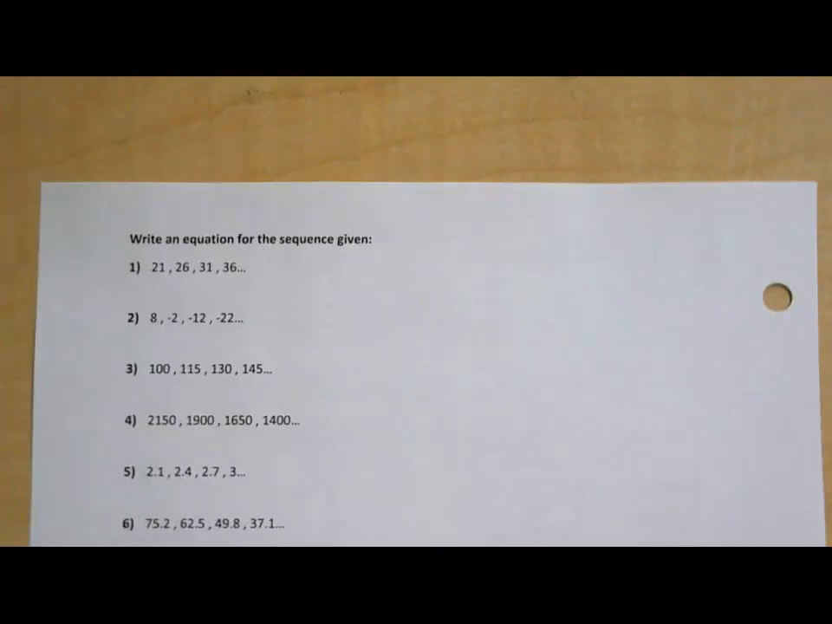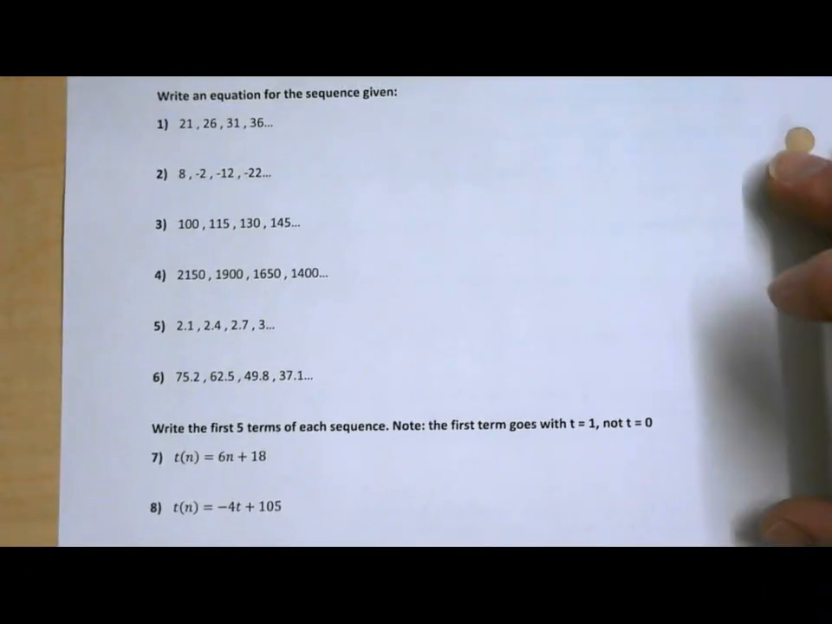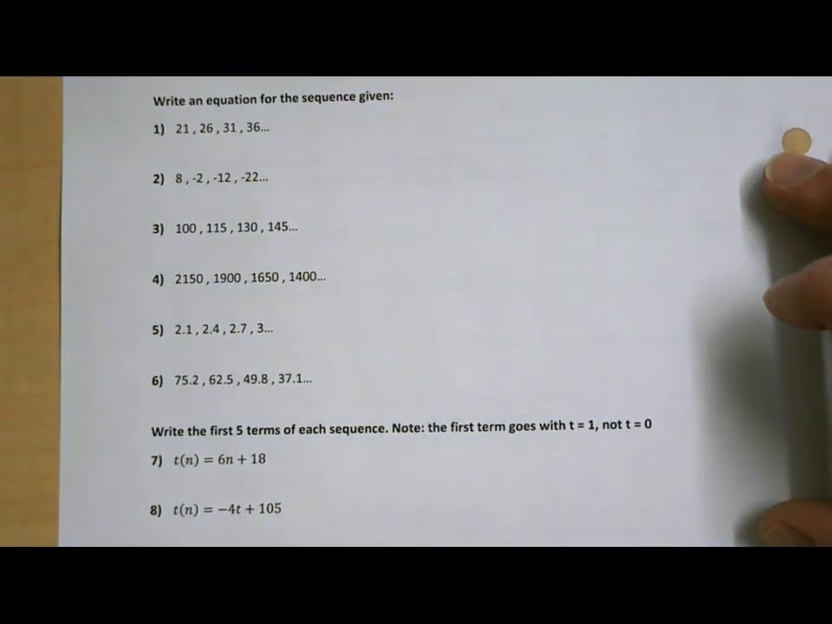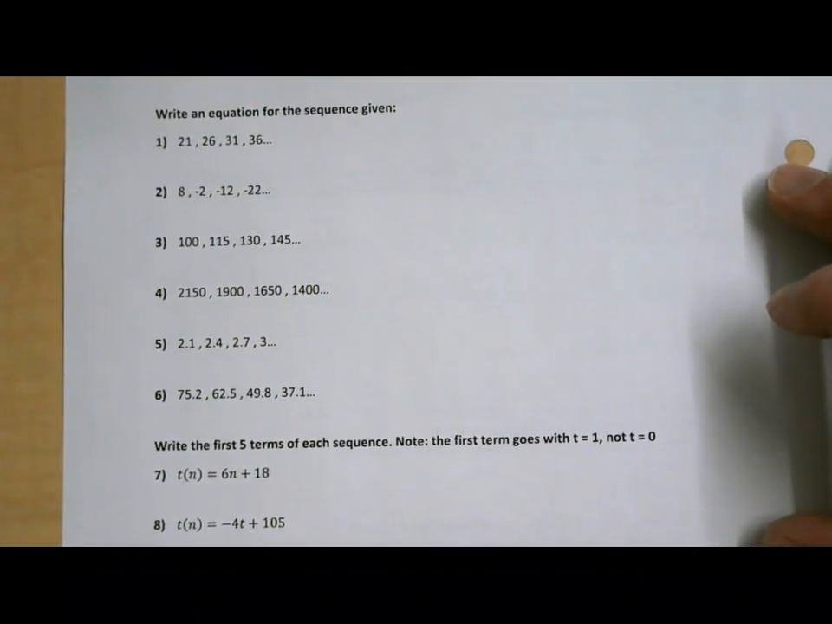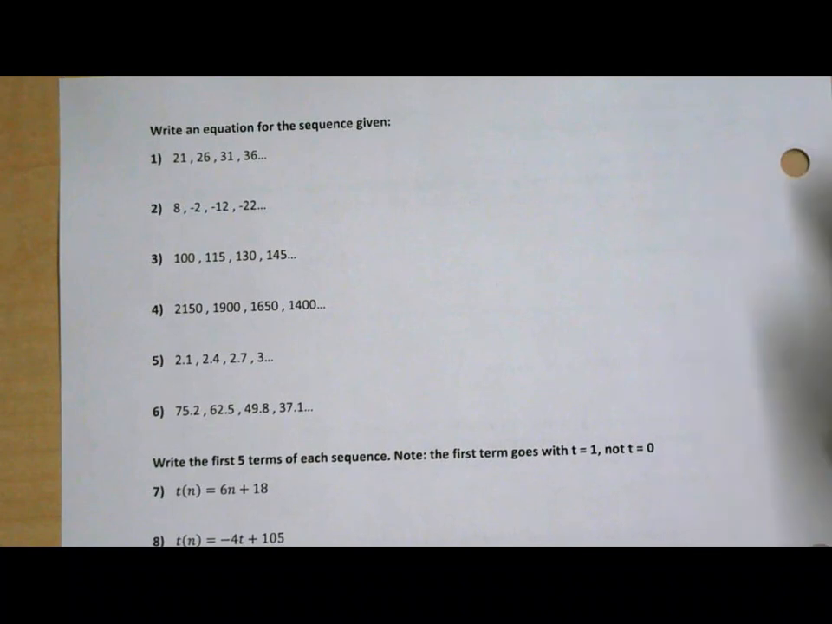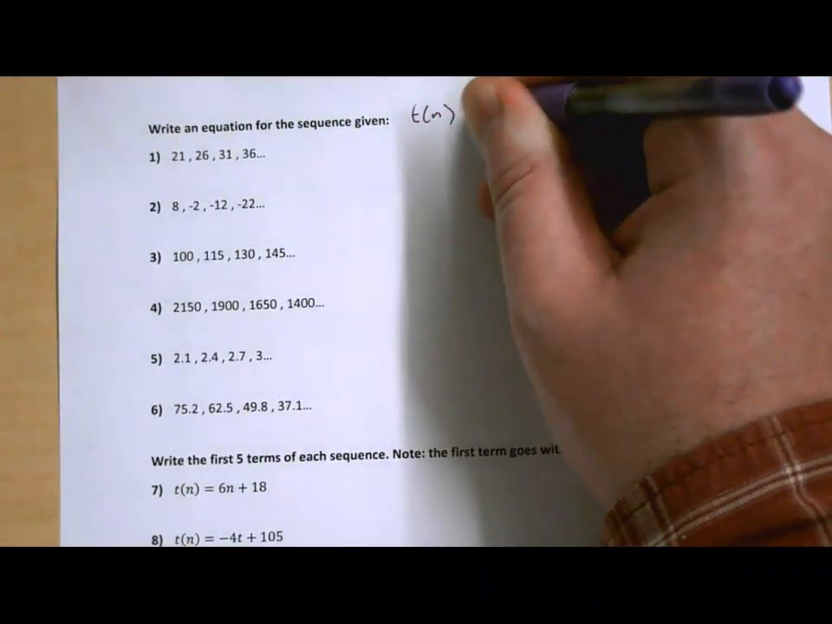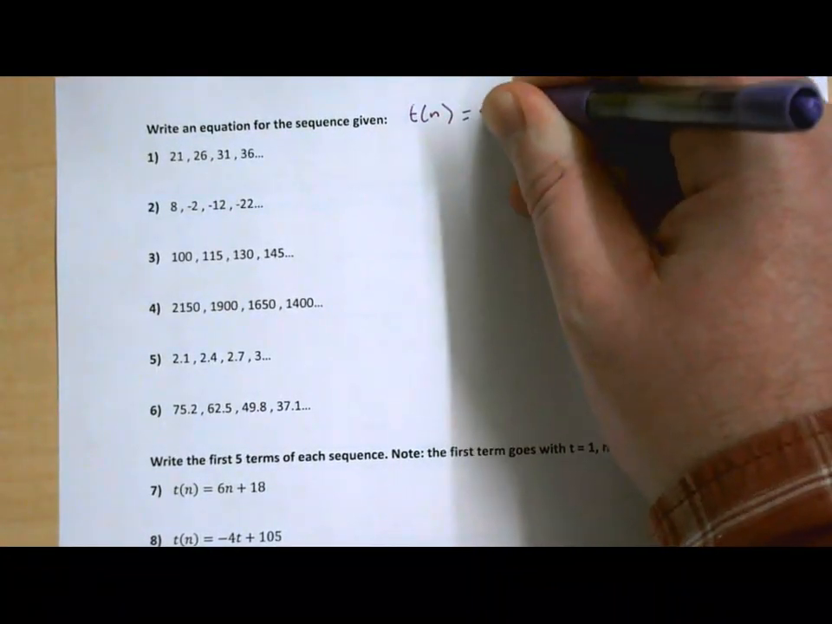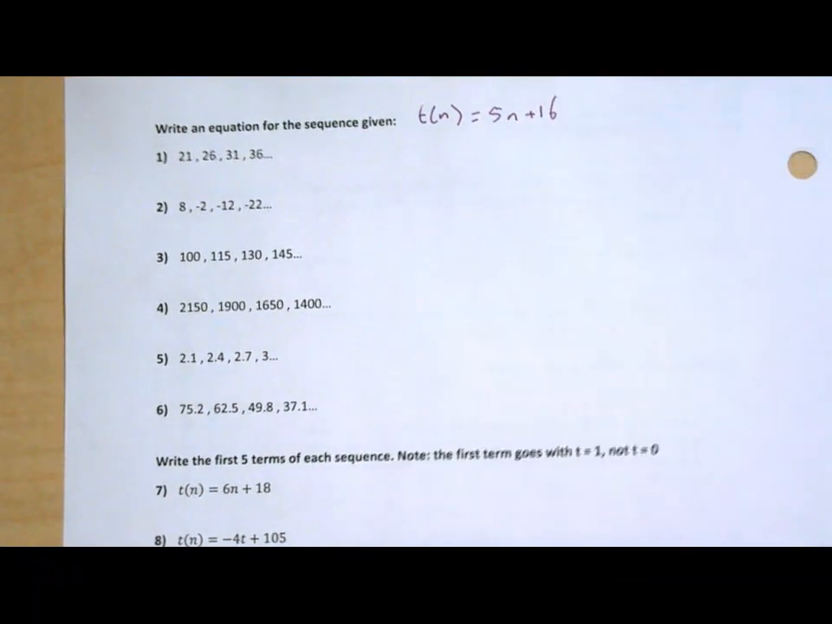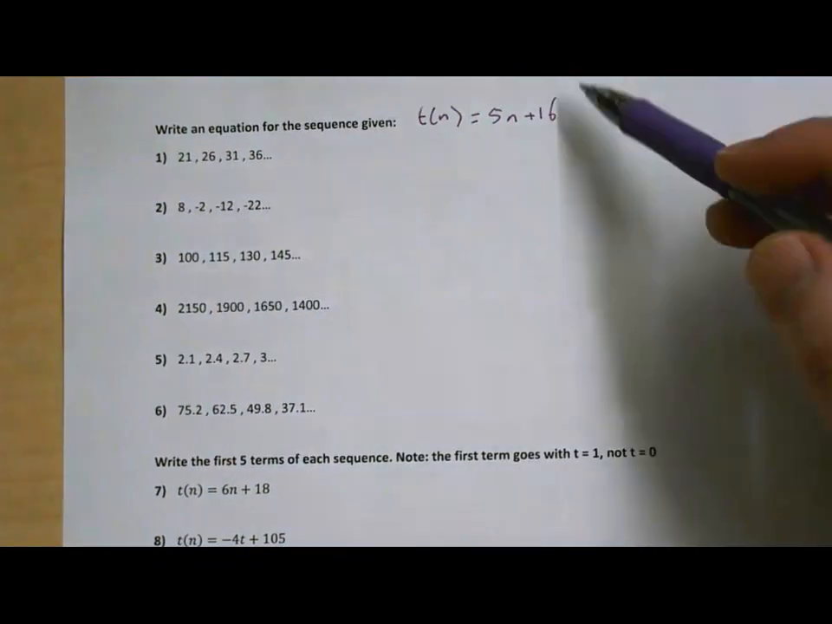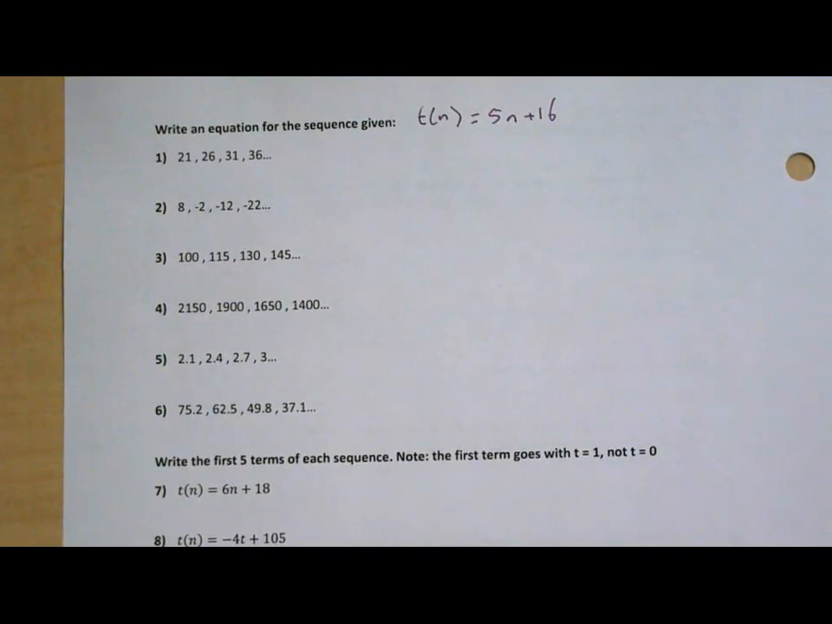And some of you did this. Actually, it showed up on our last assignment. But for example, number 1, we're going to go over it together. The equation for number 1, this is on the back side, is t of n equals 5n plus 16. And I want you to be able to know how to write that for number 1. We'll go over that in a minute.